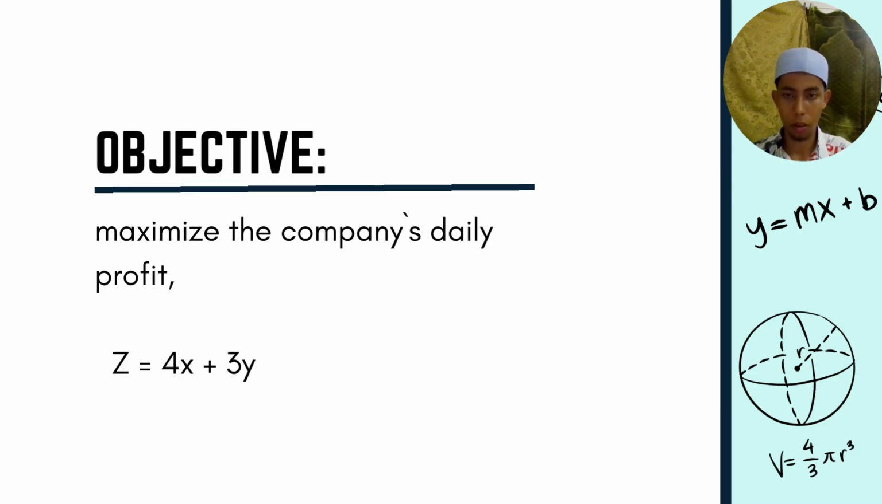Objective function. We need to maximize the company's daily profit. We use Z equal to 4x plus 3y, where 4 ringgit is the profit per bottle of orange juice and 3 ringgit is the profit per bottle of apple juice.